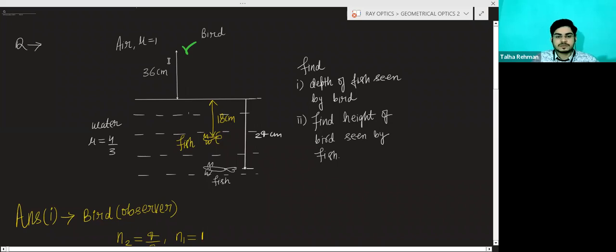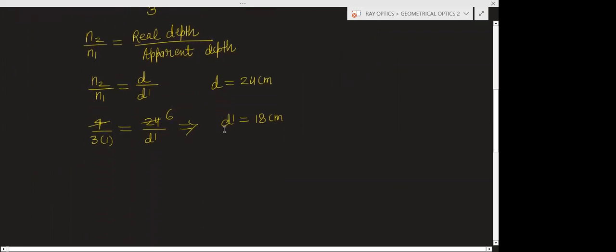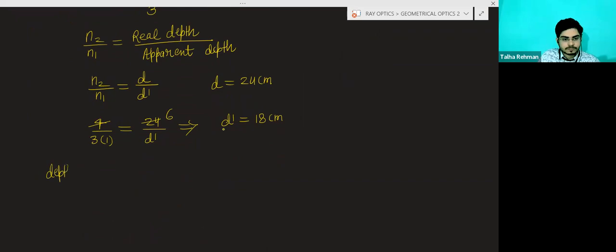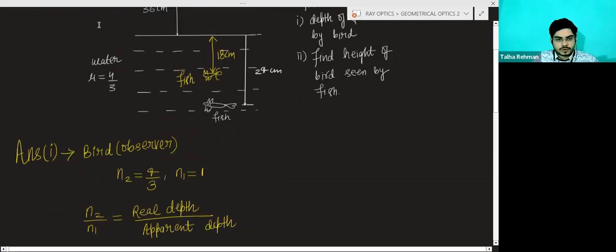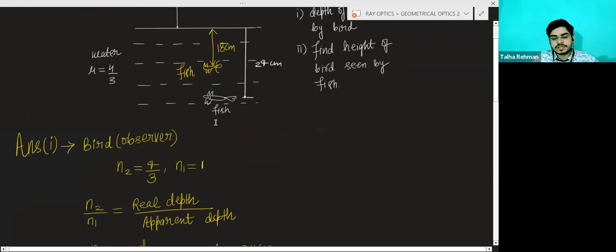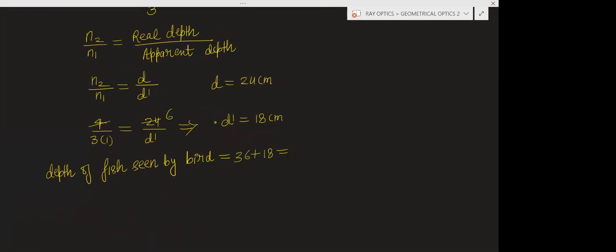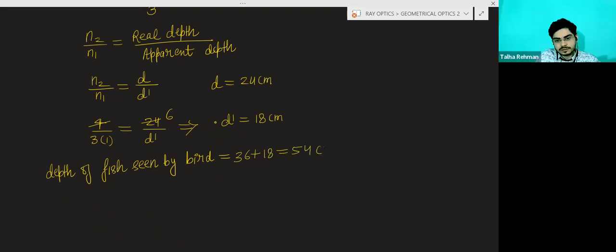36 plus 18. So you can write: depth of fish seen by bird is equal to, the bird is 36 centimeter above the surface, and the fish is appearing 18 centimeter below the surface. So 36 plus 18, we will get 54 centimeter.